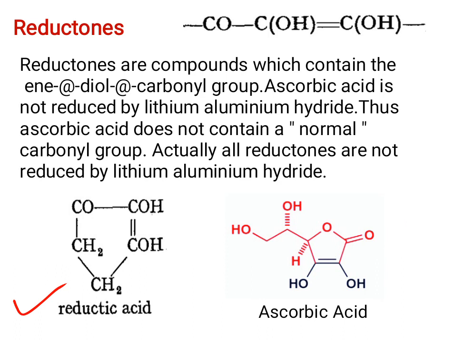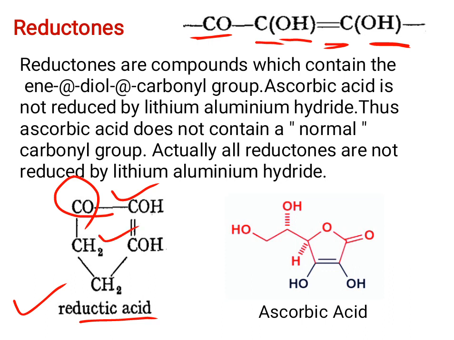The reductone means you have a carbonyl group, and the alpha and beta carbons are double bonded, and they contain two hydroxyl groups. See, this is the ketone group. The alpha carbon contains a hydroxyl group and a double bond with the beta carbon, which also contains the hydroxyl group. In case of reductic acid, this is the carbonyl group. This one is the alpha carbon, which is doubly bonded with the beta carbon, and both of these alpha and beta carbons contain a hydroxyl group. This is all about reductone.